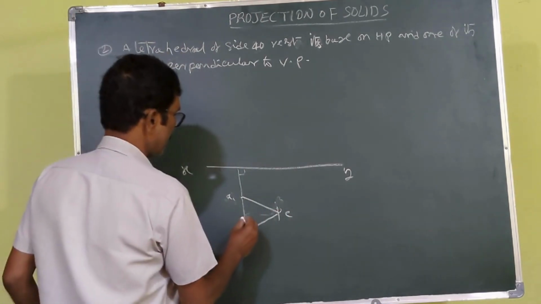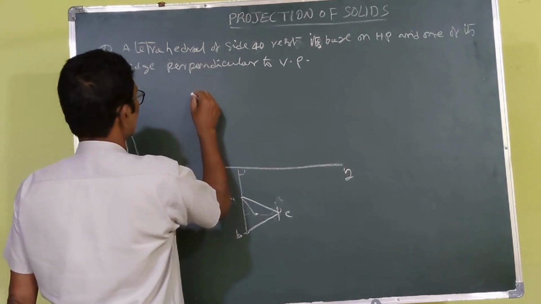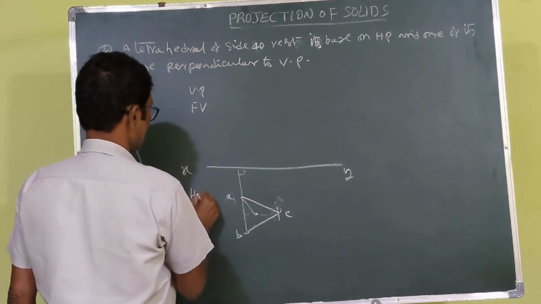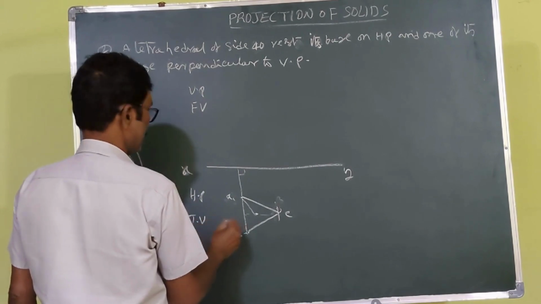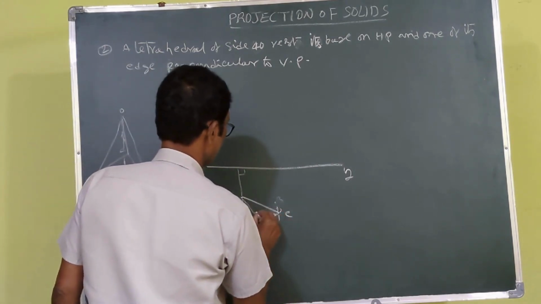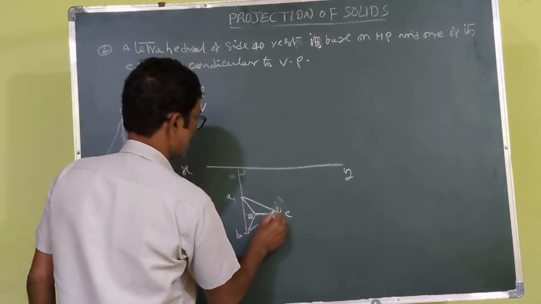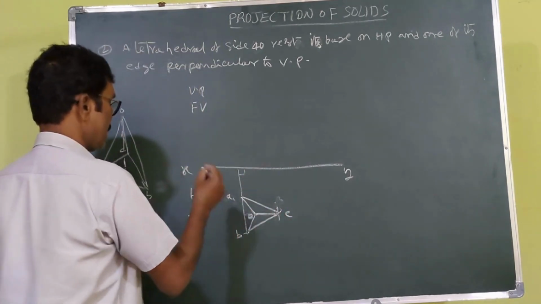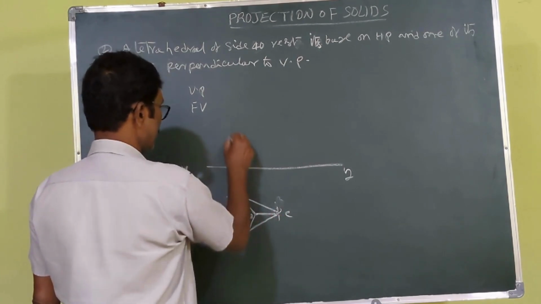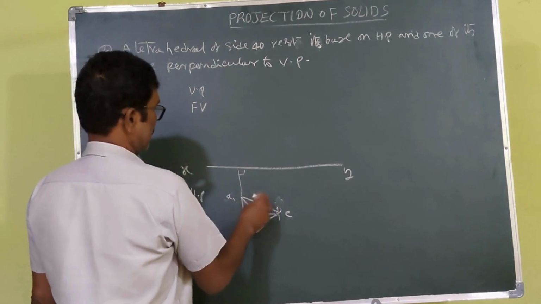Okay. So in the top view, you can see that, okay, this is the vertical plane. Front view is above, horizontal plane is the top view. So you can see like this. This is the top view. From this you can draw the front view. This edge is perpendicular to VP. In this position, we have constructed the top view.